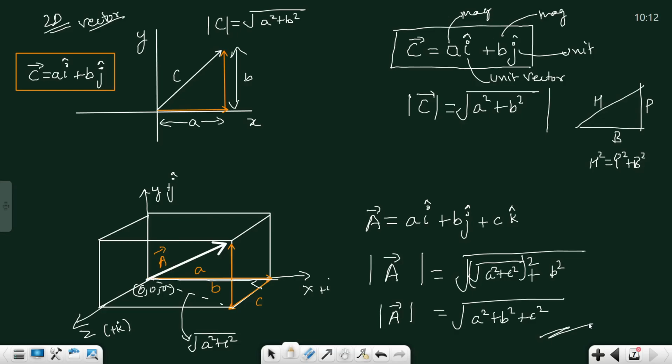But it's not a right angle triangle. It's not a right angle triangle, no? It is a right angle triangle, beta. This one is a right angle triangle. This is making an angle of 90 degrees.